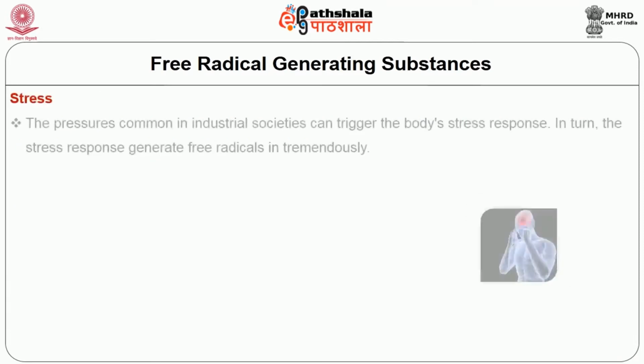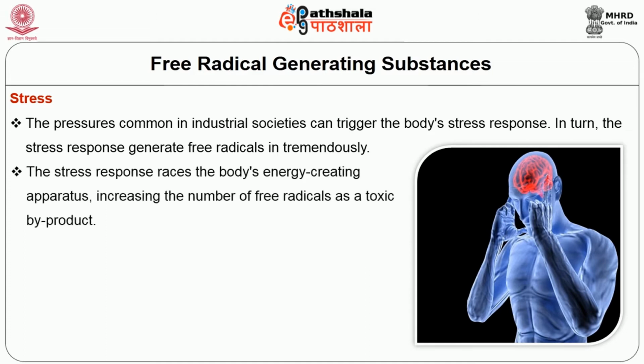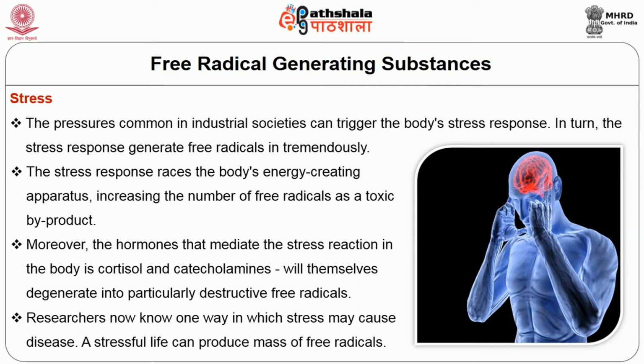The next factor is stress. The pressures common in industrial societies can trigger the body's stress response. In turn, the stress response generates free radicals tremendously. The stress response raises the body's energy-creating apparatus, increasing the number of free radicals as a toxic byproduct. Moreover, the hormones that mediate the stress reaction in the body, cortisol and catecholamines, will themselves generate particularly destructive free radicals. Researchers now know one way in which stress may cause diseases. A stressful life can produce a mass of free radicals.